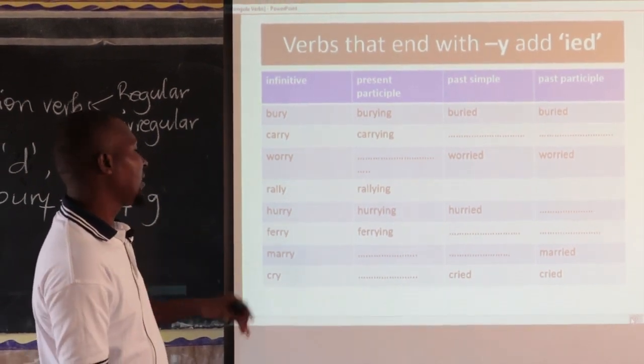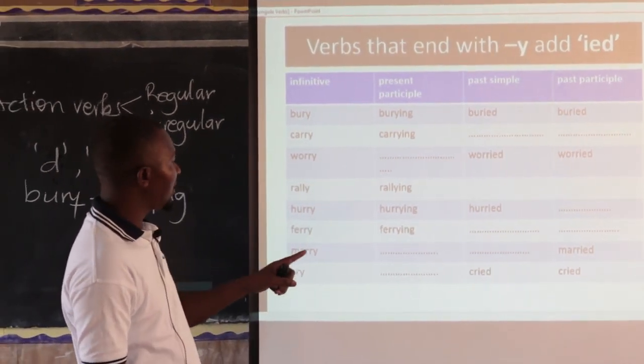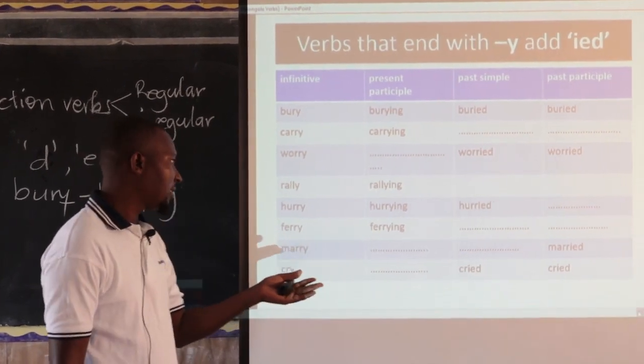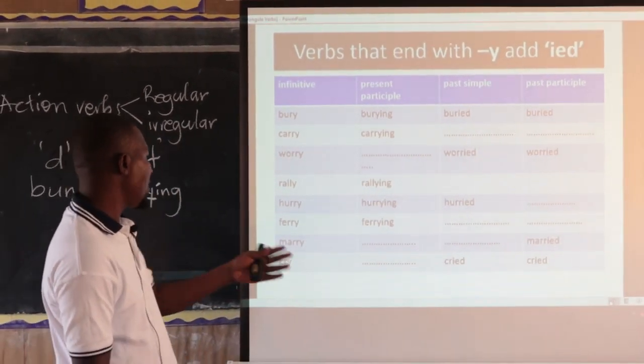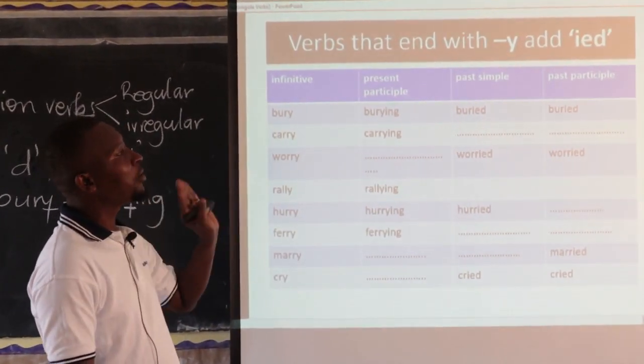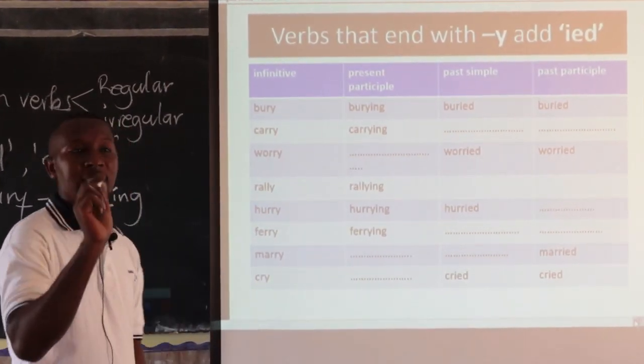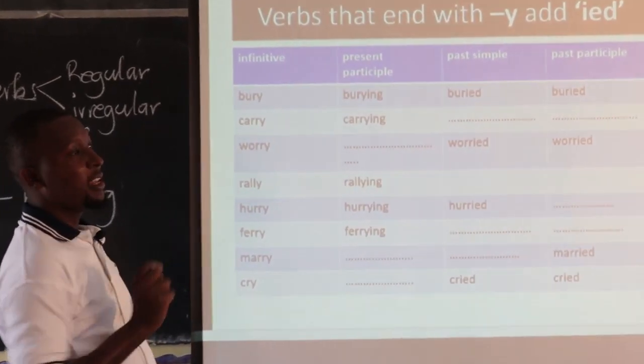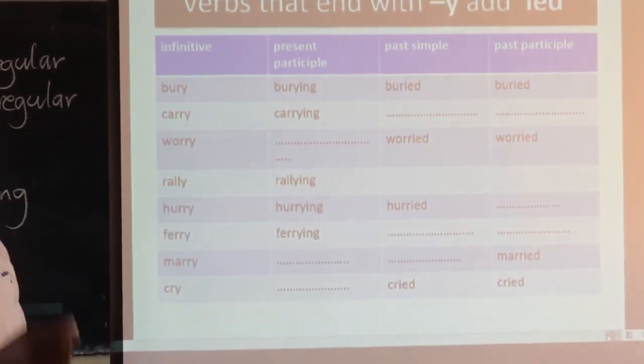For the word worry, the same. Rally, you can see it there. Hurry, I think you can see. Ferry, ferrying. Marry, marrying. Cry, crying. So for that case, in the present participle form, we do not drop the Y. We maintain the Y, and then we add ing.